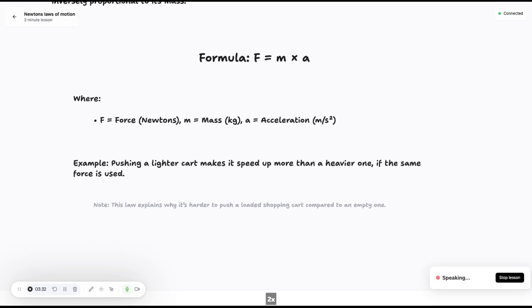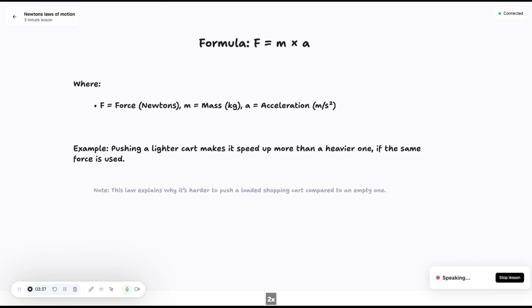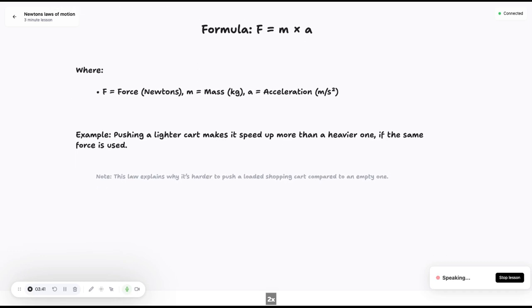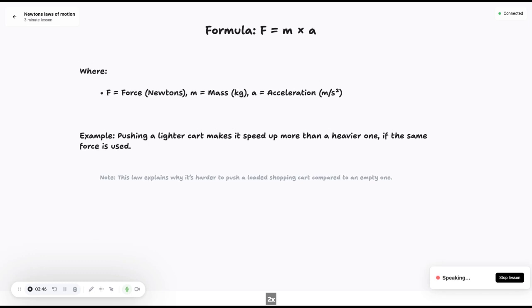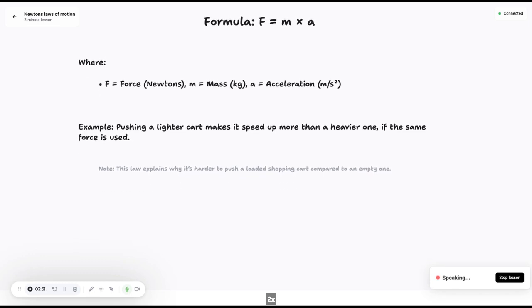So if you push a lighter cart and a heavier cart with the same amount of force, the lighter cart will speed up much more than the heavier one. This is why it's much harder to push a loaded shopping cart compared to an empty one. The more mass, the less acceleration for the same force. You can see the formula and an example on the whiteboard. Any questions about this topic?